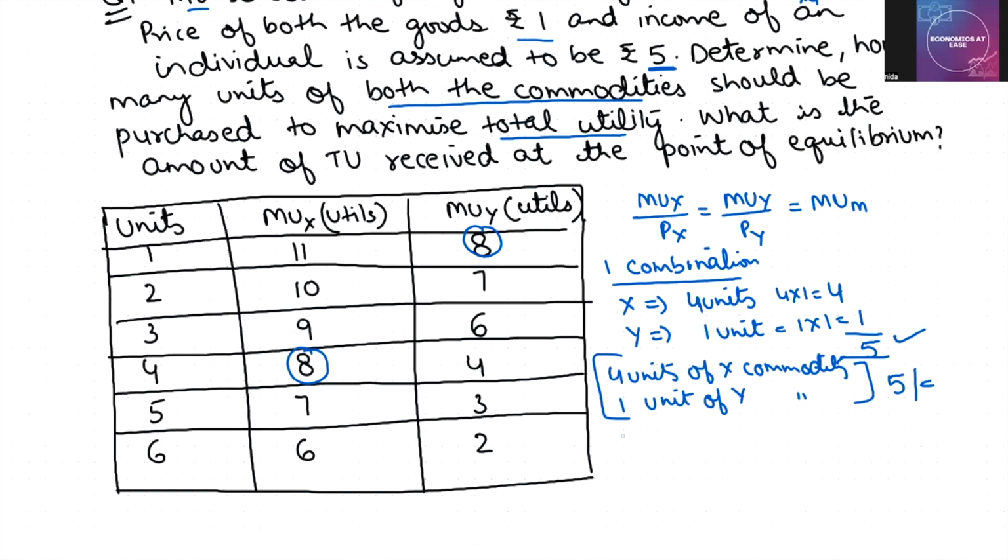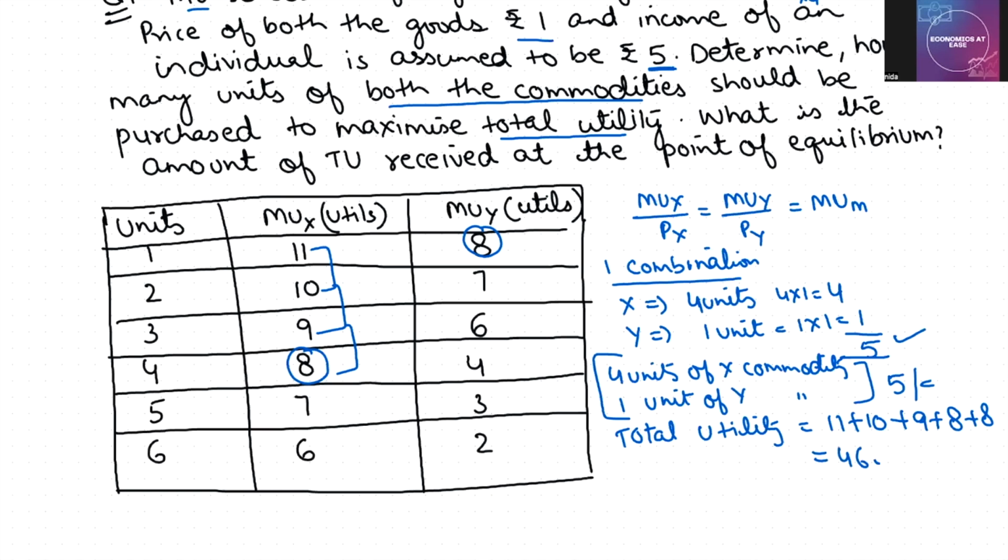And the total utility received at the point of equilibrium: total utility means we are going to combine all the utilities. 11 plus 10 plus 9 plus 8, and then plus 8. How much will you get? Just calculate: 11 plus 10 plus 9 plus 8 plus 8. So you will get a total utility of 46 utils. So this is your answer.